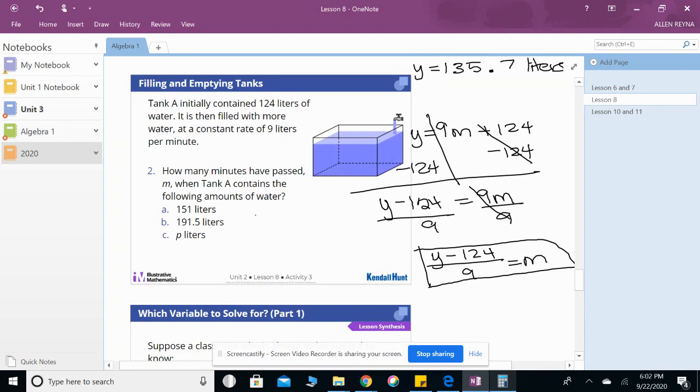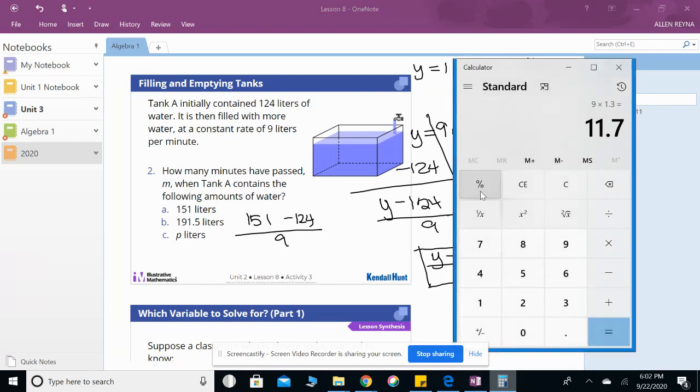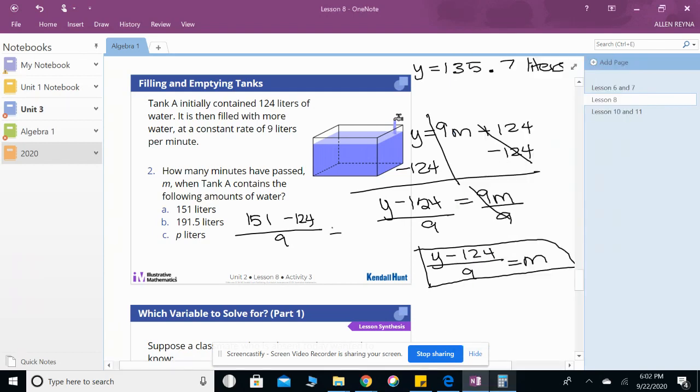So for this first one, we're going to do 151 minus 124, and then we're going to take that and divide it by 9. Okay. So 151 minus 124 gives us 27, and we're going to divide that by 9, which gives us 3. Wow, that was pretty fast. So it tells us after 3 minutes, we will have 151 liters. Okay, now it's your turn. Go ahead and try to figure out how many minutes it's going to be for 191.5.